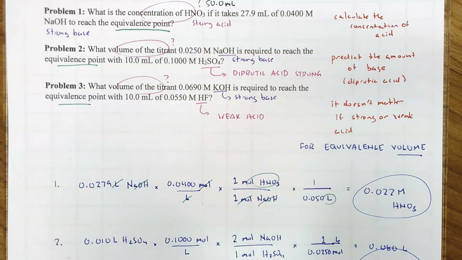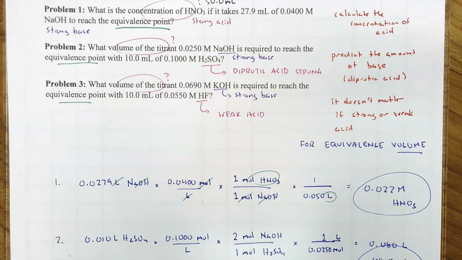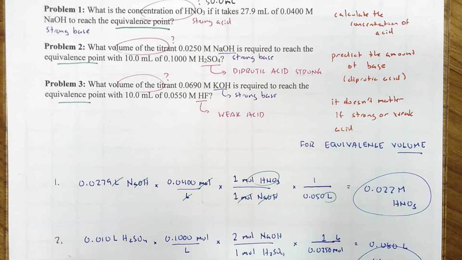All right, in the next couple of videos we're going to look at some graphs of different types of titrations and calculate a bunch of the stuff, equivalence volume, and also we're going to look at calculations for pH.